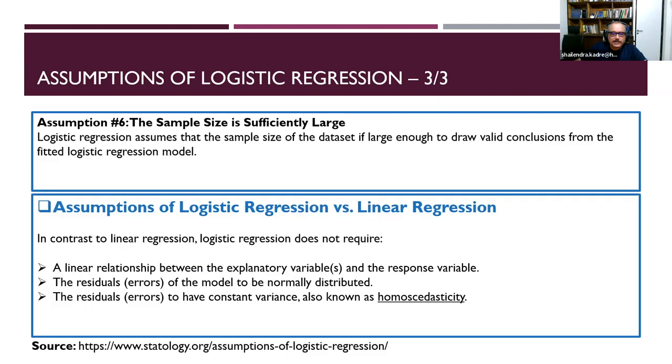And then, the residual error of the model being normally distributed. We said that we plot residual errors. If we plot a histogram of residual error, it should be a bell curve. That was a requirement of linear regression. That requirement is not there in logistic regression. The third requirement which is not there is that the residuals or errors should have constant variance. Meaning we plotted the error values along the mean, and they should be randomly distributed, right? That requirement is not there in logistic regression.